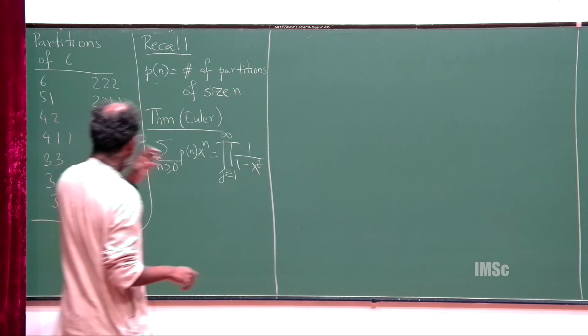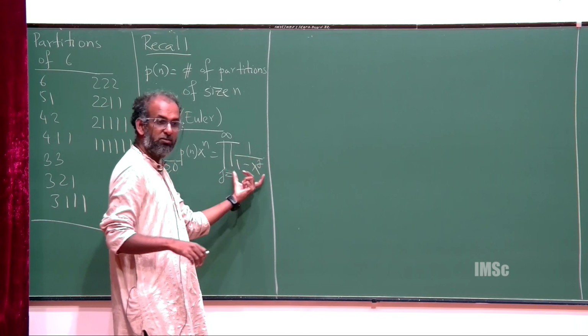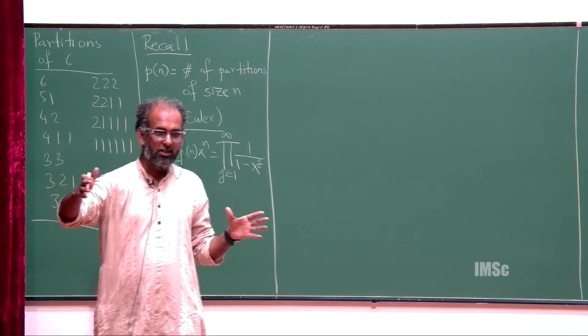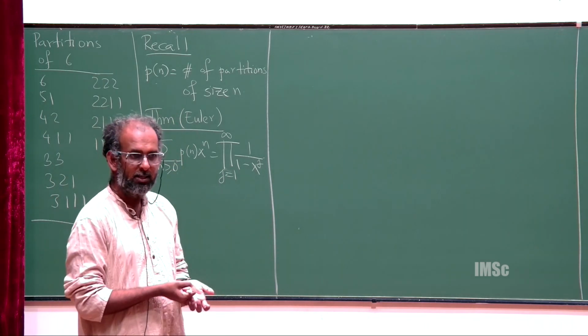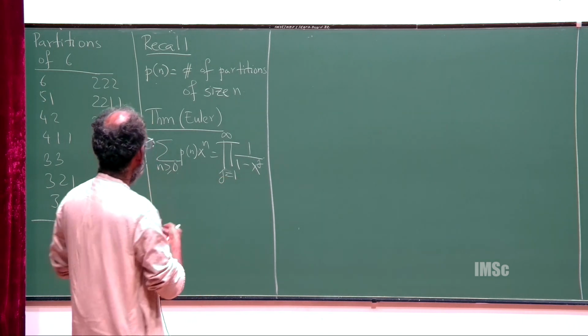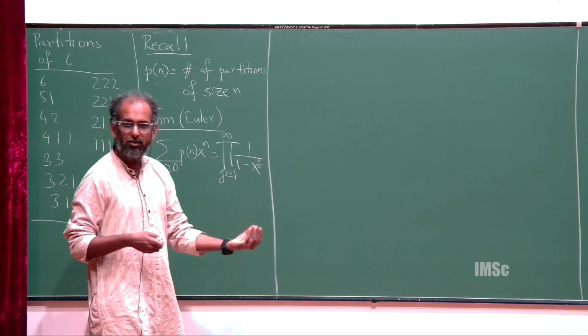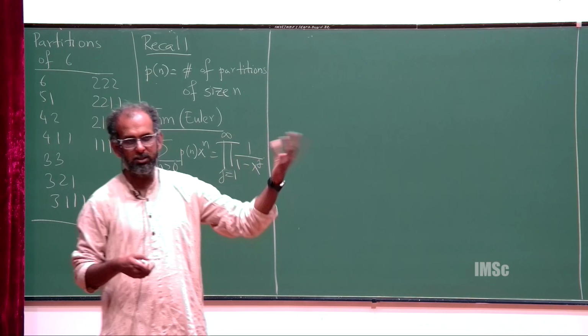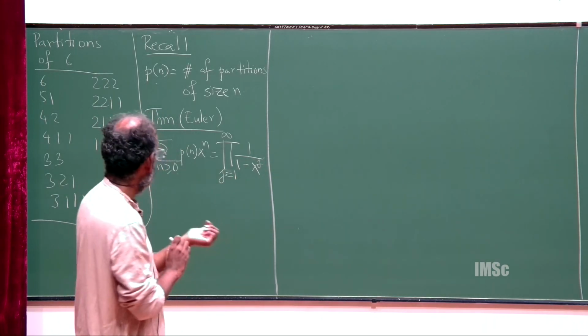So, what was the idea? You expand each of these factors as a geometric series and you look at the coefficient of any x power n, right? And to each term that contributes to x power n, you can associate a partition of n in a very natural way, right? So, that was the idea.